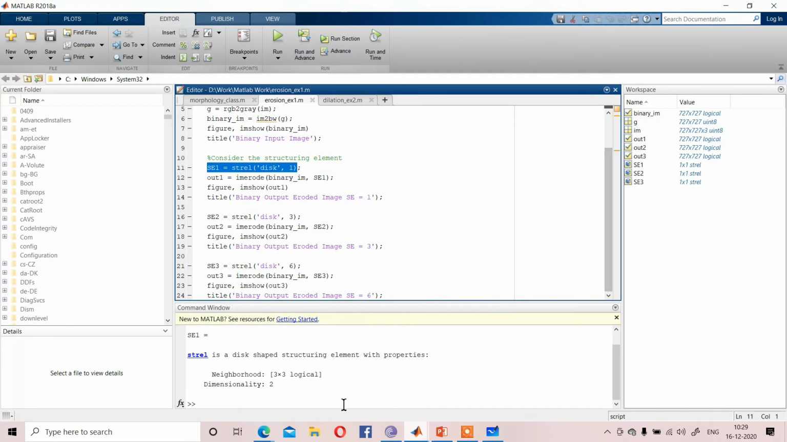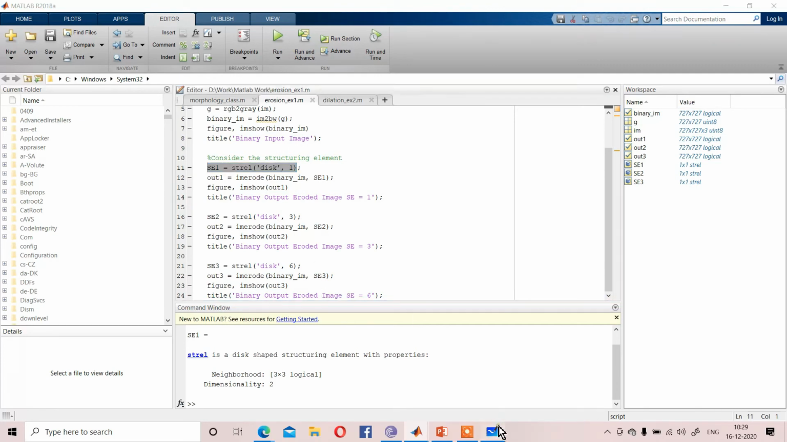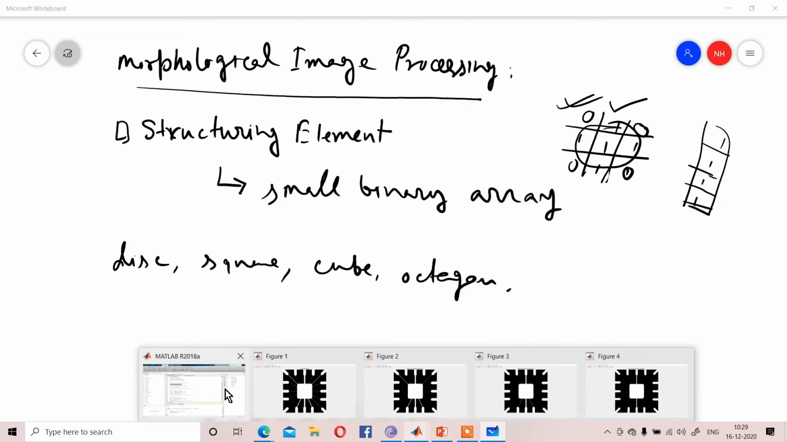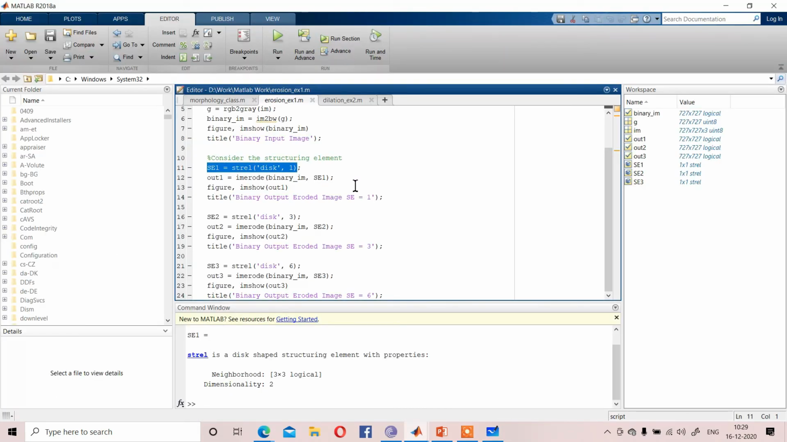See, 3 cross 3 logical means you will have a matrix of 3 cross 3, where the disk shape 1 means that portion. So if you consider a structuring element with 1, you will get that structure. If we consider, write down the disk. Clear?